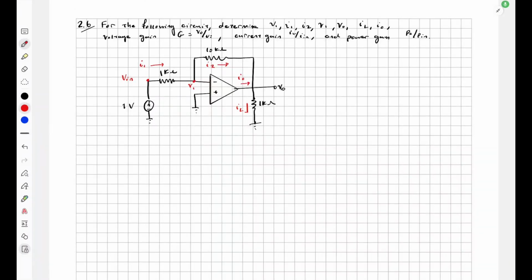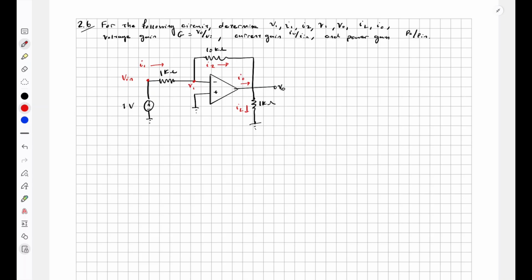This is practice problem 2.6, and it gives us a circuit with some labels of what some voltages and currents are. It says that for this circuit, determine V1, I1, I2, V out, IL, I out, the voltage gain, V out divided by V in, which is like a closed loop voltage gain, and then find the current gain, which is IL divided by I in, and also the power gain, which is P out divided by P in.